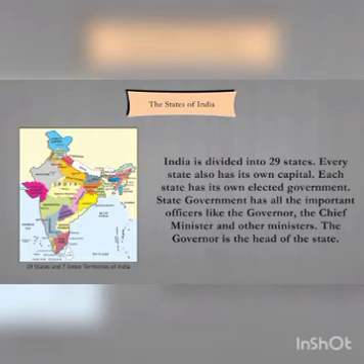Okay, then we study Maharashtra. That is a West Indian state, Maharashtra.